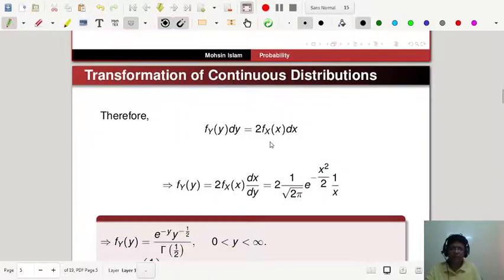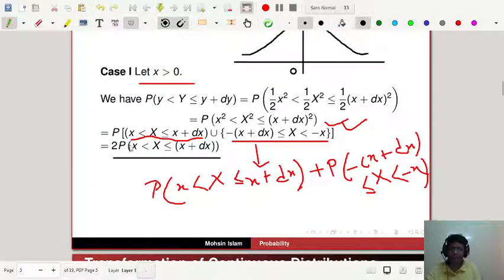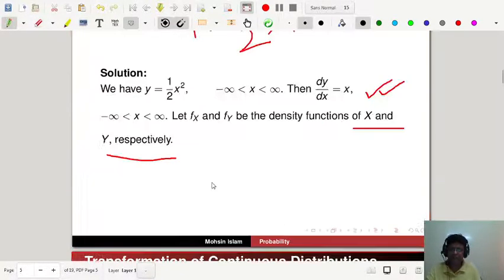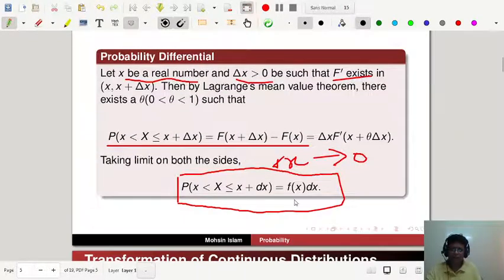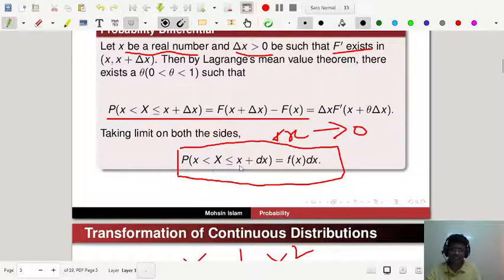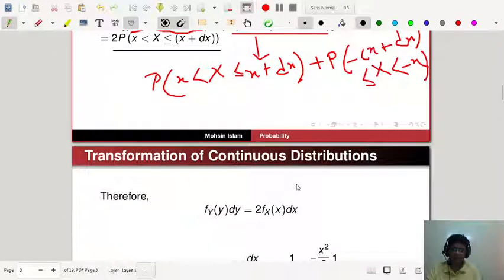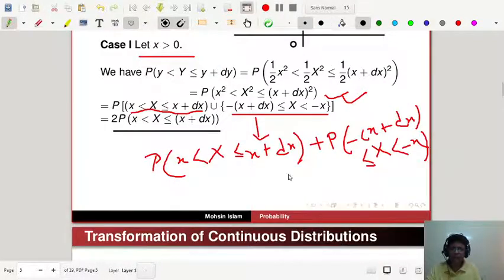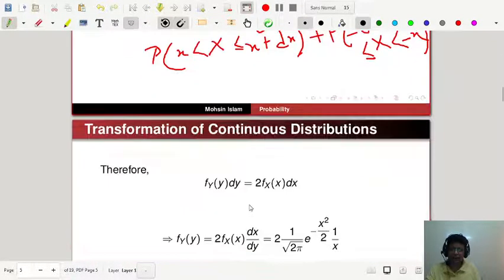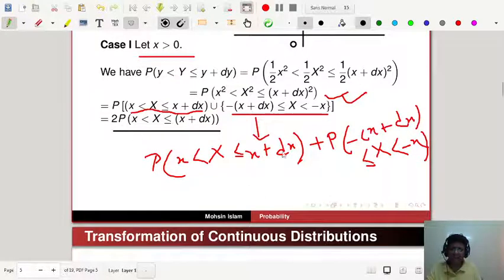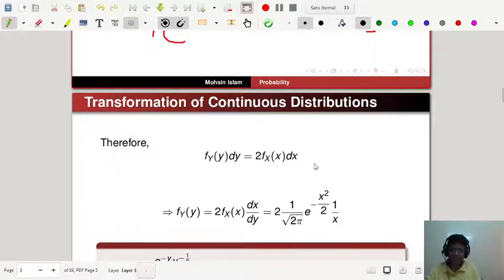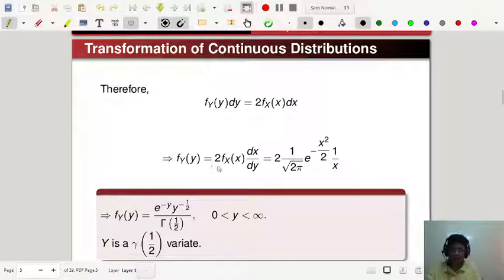Now, this is nothing but your probability differential, right? Look at that. Probability differential. The probability of x less than capital X less than or equal to x plus dx is nothing but equal to f_X(x) dx. So this is your probability differential. Therefore, your left hand side is f_Y(y) dy and the right hand side is twice f_X(x) dx. So f_Y(y) equals twice f_X(x) dx by dy.